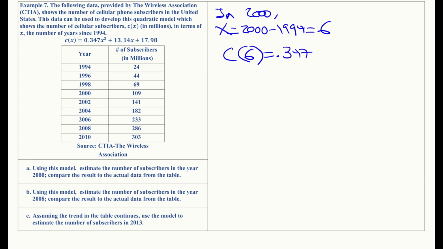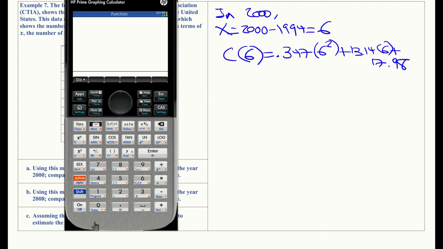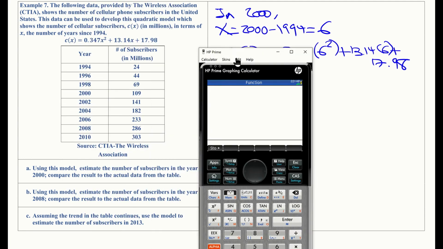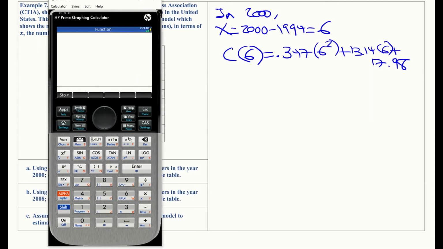0.347 times 6 squared plus 13.14 times 6 plus 17.98. Now it's just a matter of computation. So we'll just plug it in. You just have to make sure you have the numbers correct: 0.347, 13.14, 17.98. We should be good to go.